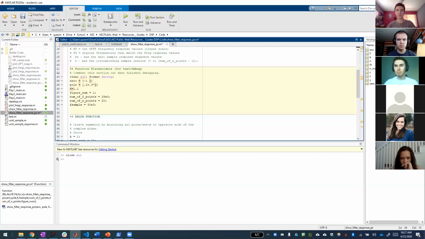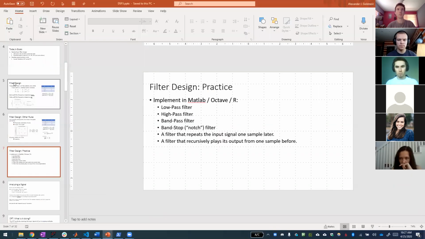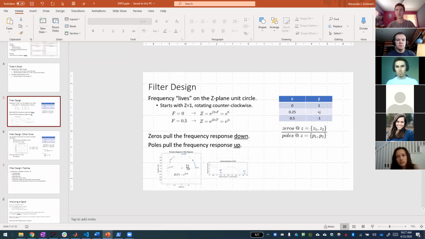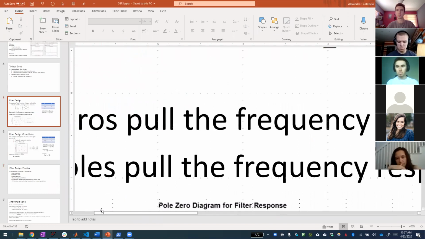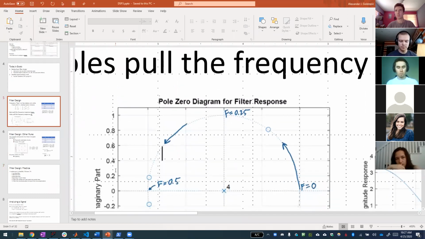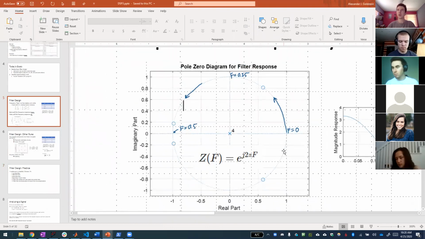So if we go back to picturing, where was it? So we have our unit circle. If we have some incoming signal and we want to apply a filter to it, if we wanted to make a low pass filter, just curious, does anyone have any intuitions about what you would want your zeros and poles to be on this plane?